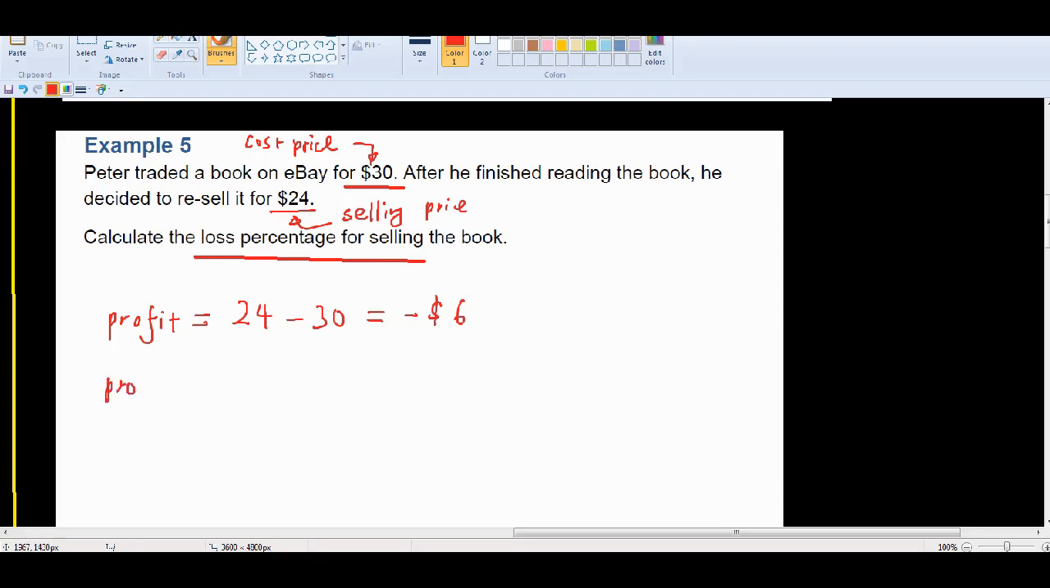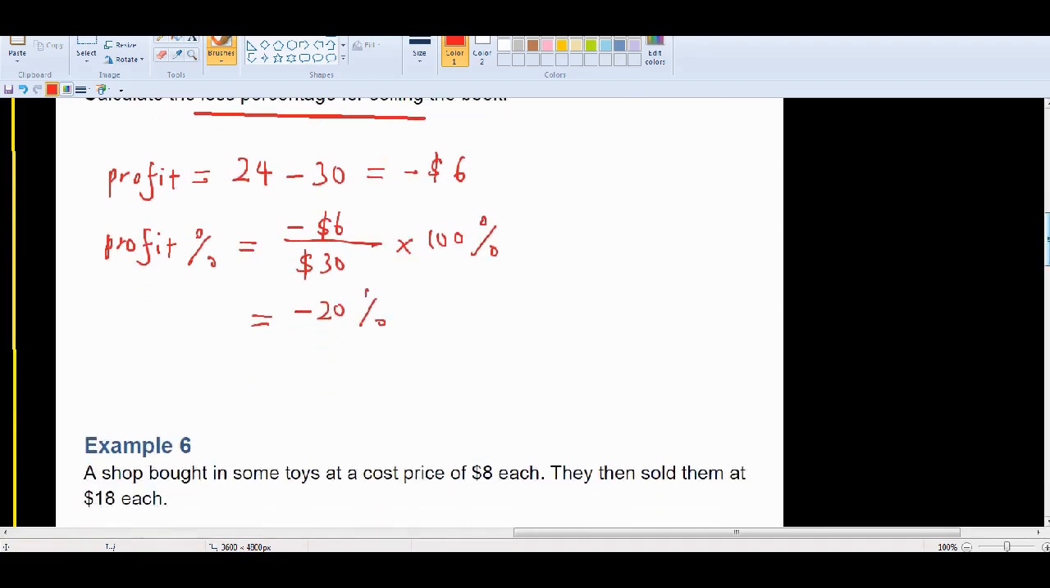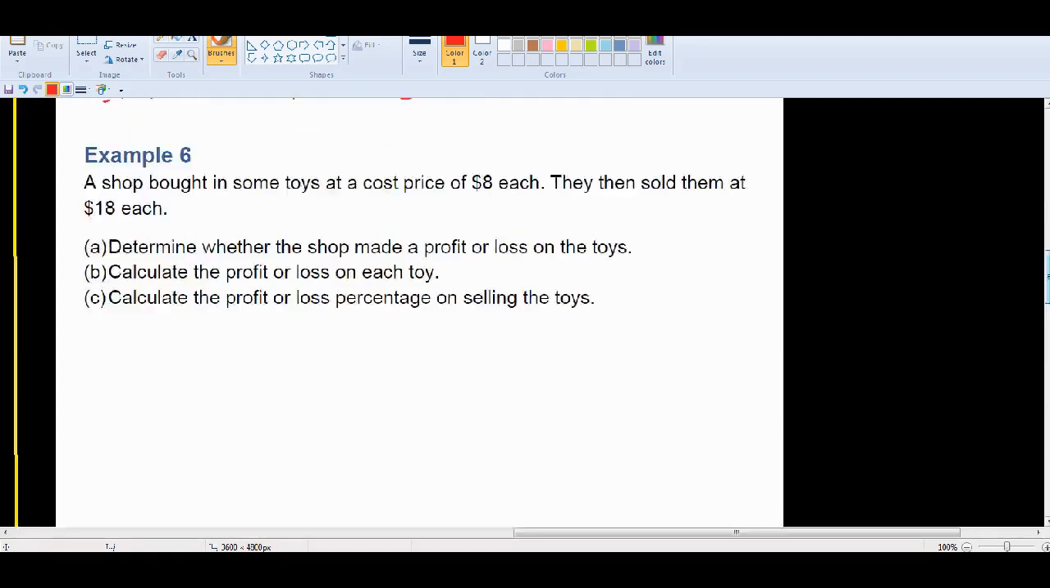Now let's see the profit percentage. Remember, you need to use that $6 divided by the cost price. Always divide by the cost price, not the selling price. Then you times 100% to convert it into a percentage. So you get negative 20%, which is the profit percentage. That means this is a negative profit of 20%, so this should be a loss. So the answer is: the loss percentage is 20%. All good?